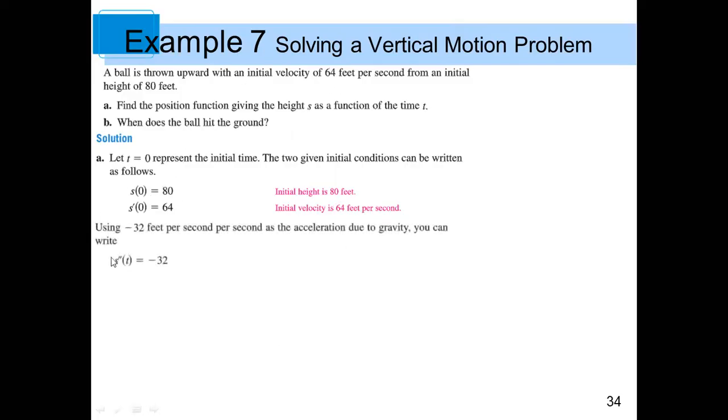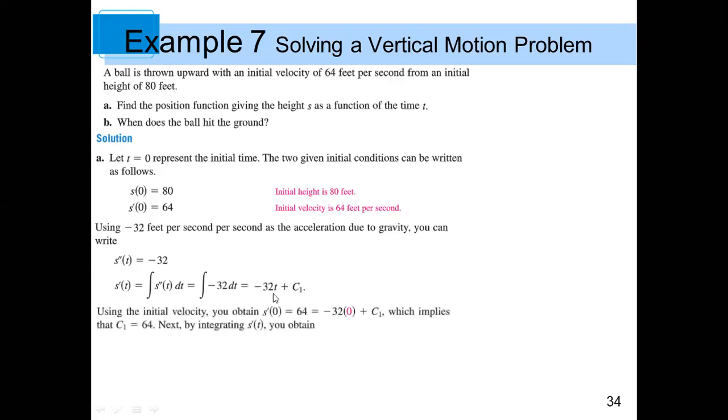So using -32 feet per second squared, since the problem's in feet, remember way back when we first started talking about these, we said that the acceleration due to gravity of a free-falling object in feet is negative 32 feet per second squared. Well, acceleration is the second derivative of position. So I know that the second derivative should be equal to negative 32 because that is the acceleration due to gravity. If I integrate the second derivative, I should get the first derivative. So the integral of negative 32 is negative 32t plus c.